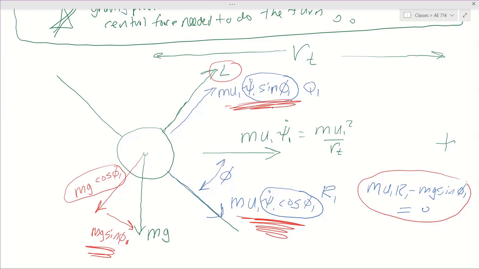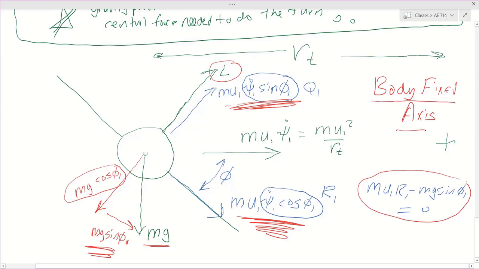So what I've drawn here is we've looked at the centrally acting force in the body fixed axis, because that's what Q and R are. They're in the body fixed axis. But I've pushed the weight vector into the body fixed axis so that we can compare it to these terms that we see in the body fixed equations of motion.